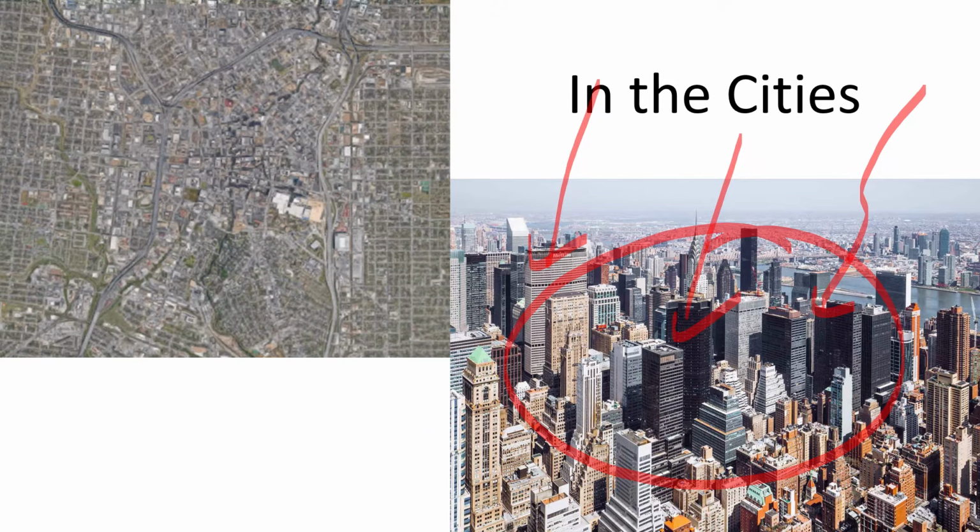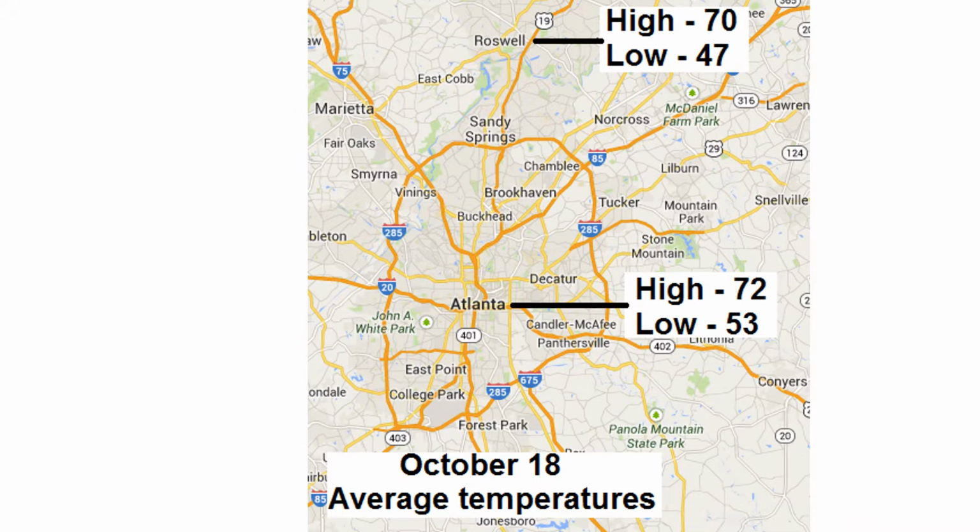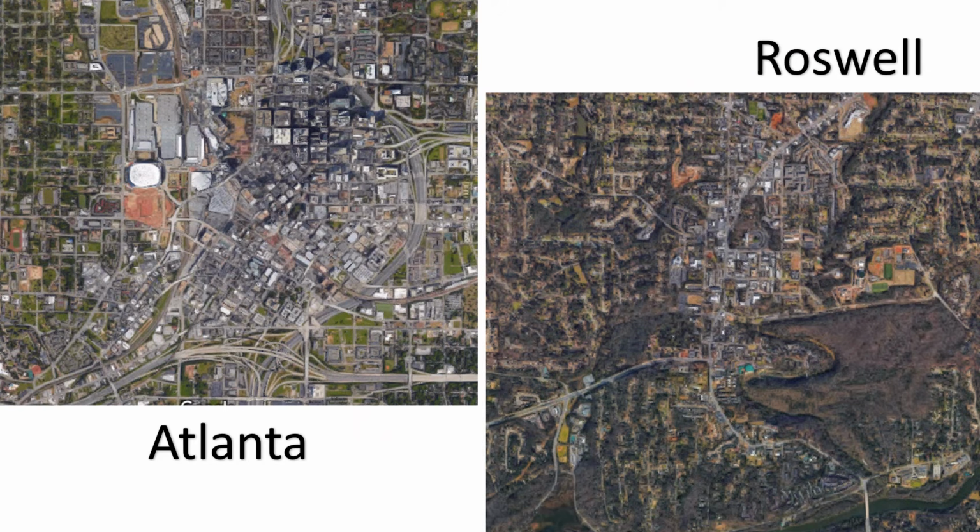You can actually see that if we examine some temperatures. Well, here in Atlanta, and this is in October, average high of 72, and Roswell is 2 degrees cooler. And the difference can be explained not by latitude, not by elevation, not by water, but the fact is that there is a lot more plant cover in Roswell.